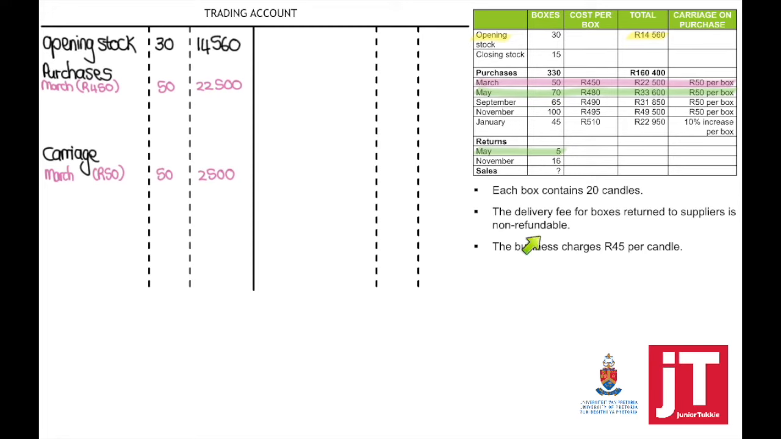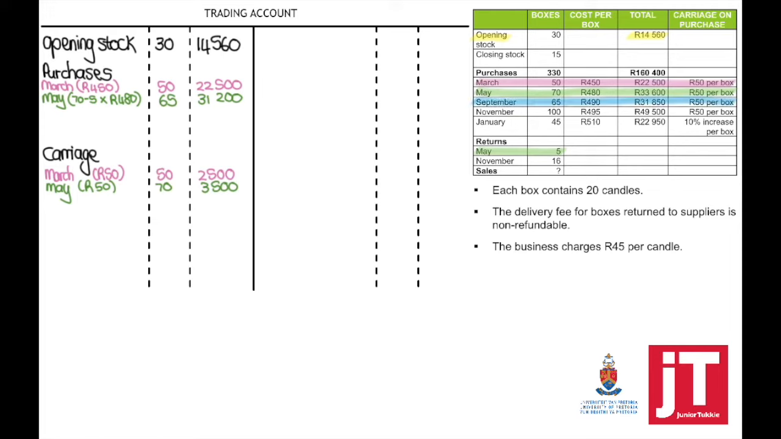The delivery fee for boxes returned to suppliers is non-refundable. So this means to calculate the purchase for net purchases, we're going to say 70 boxes was purchased minus 5 were returned, and then the cost was 480 per box, so 65 times 480. For the carriage, we have to use 70 times 50 per box.